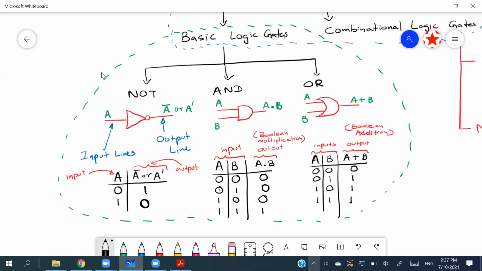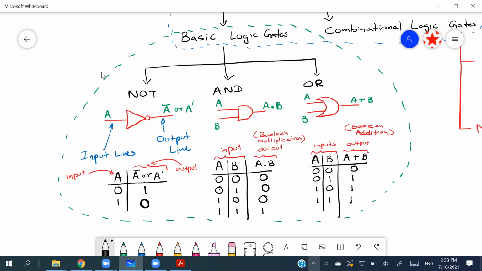And I told you the lines on the left hand side are the input lines, and the lines on the right hand side are the output lines. Then I told you the NOT gate has just one input, which is both the minimum and the maximum that it can take, so it's not going to change. There will always be one input to the NOT gate, not more, not less, and one output always.